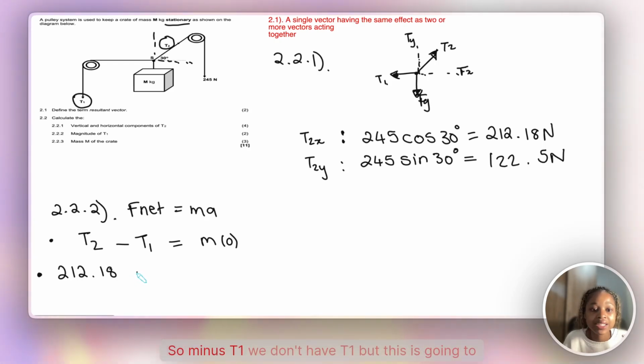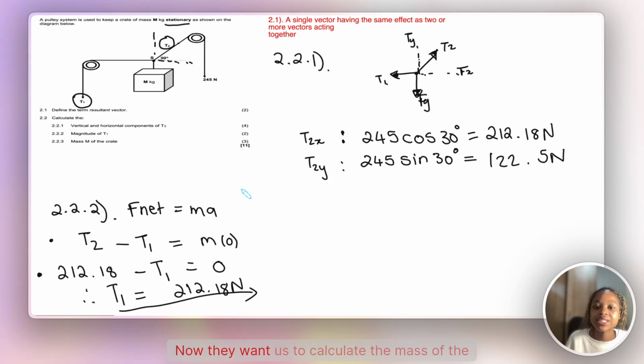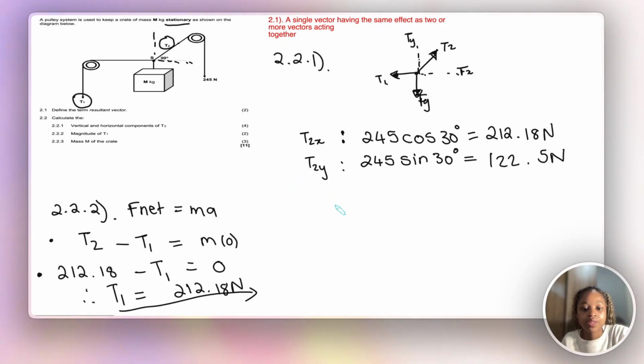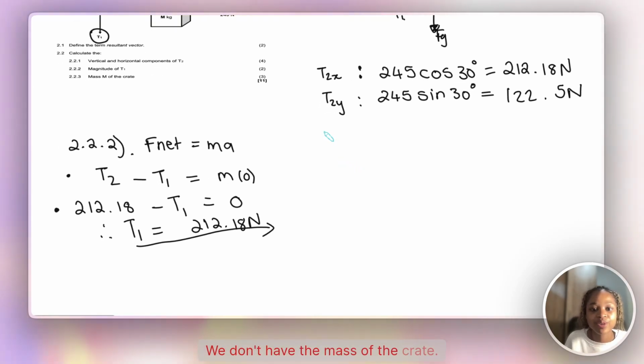So minus T1, we don't have T1, but this is going to be 0. Therefore, in this case, our T1 is equal to 212.18 Newton. So we have a value for our T1. Now they want us to calculate the mass of the crate. We need to calculate the mass of the crate. We don't have the mass of the crate.